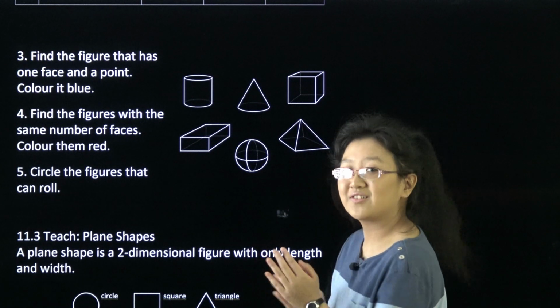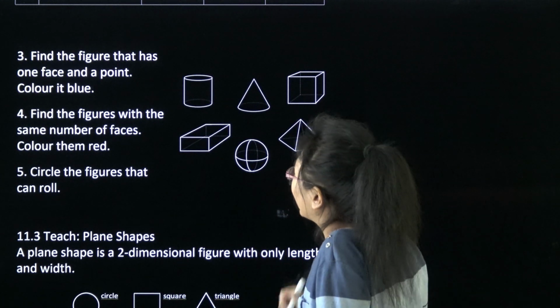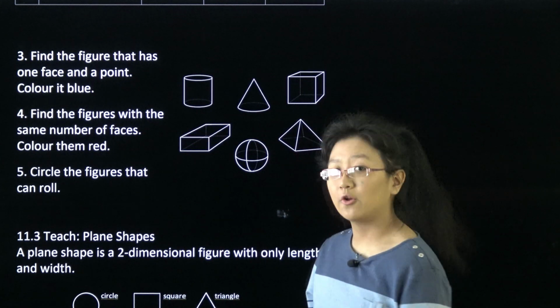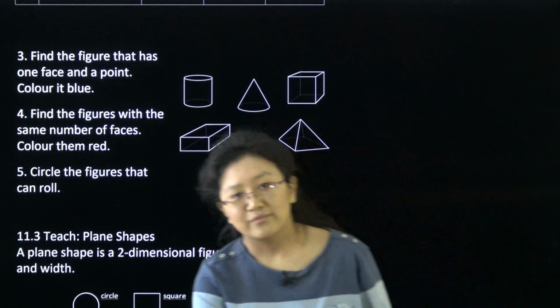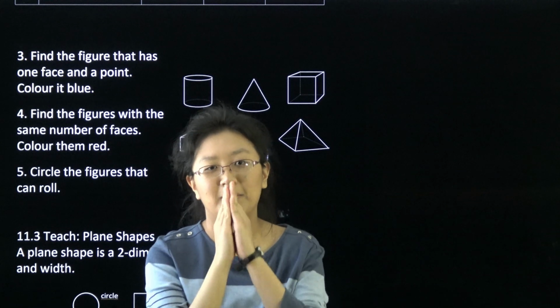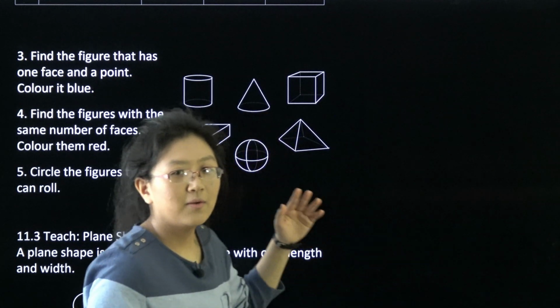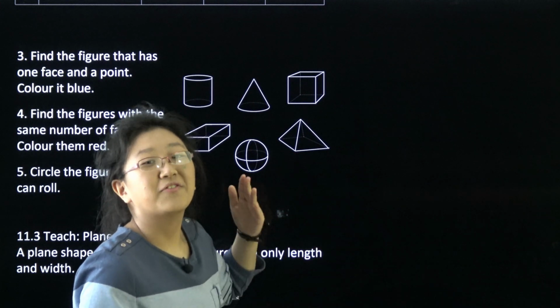We're at the last question of the section. Come on, guys, we can do this. Find the figure that has 1 face and a point. Color it blue. Now, I need to tell you something very interesting about faces. Listen up, guys. Faces have to be flat.